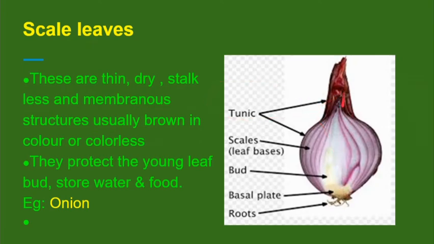Then this is the scale leaf present in onion. Scale leaves are thin, dry, stalkless and membranous structures, usually brown in color or colorless. They protect the young leaf and also store water and food. For example, we have onion.